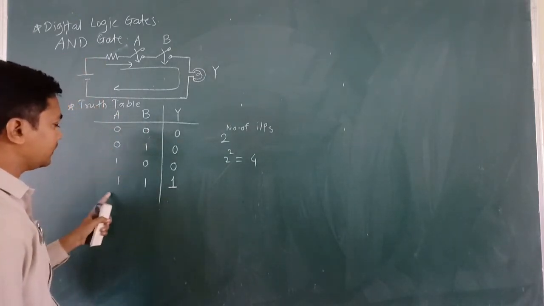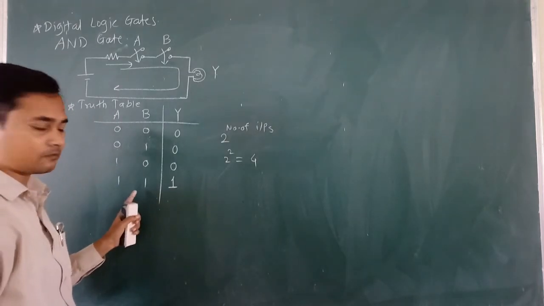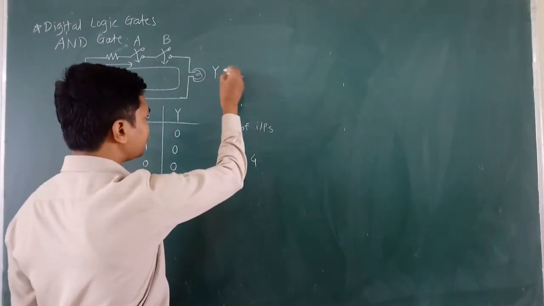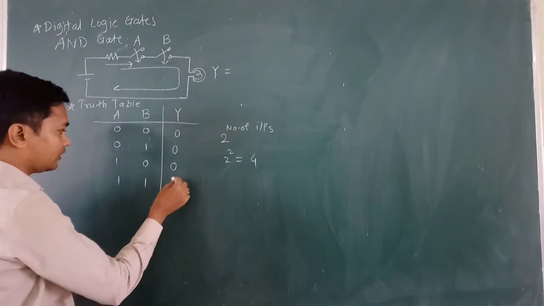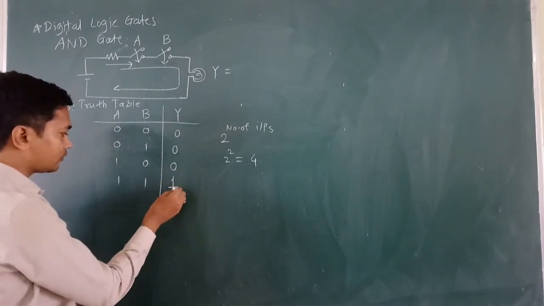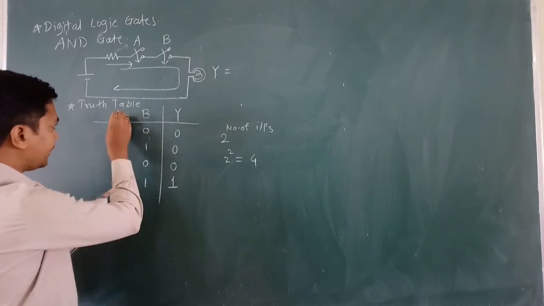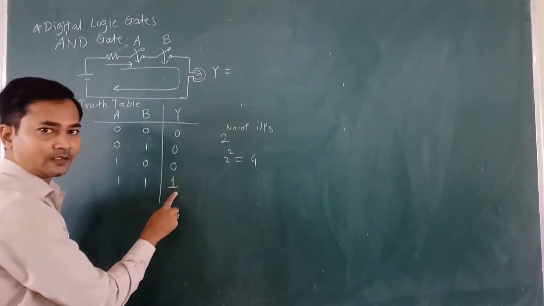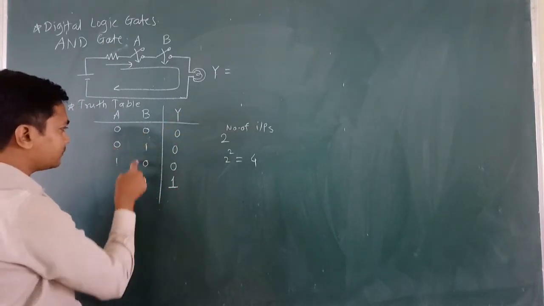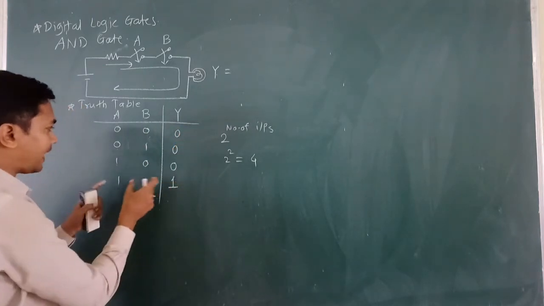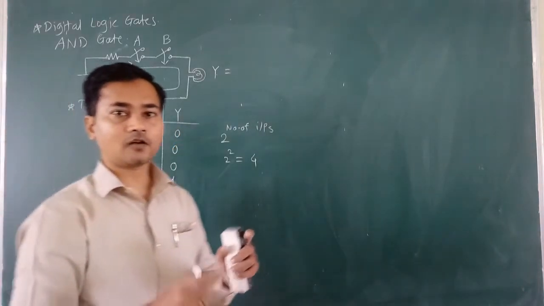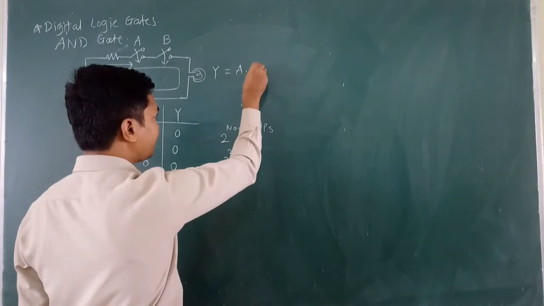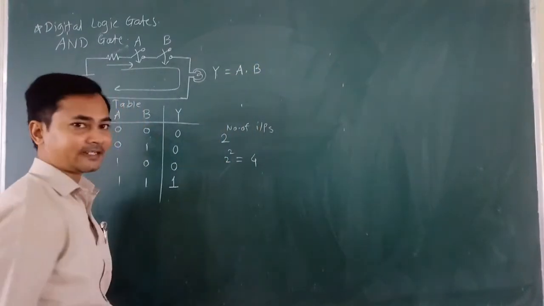Now from this truth table we can form an equation. So here I can write Y is equal to A and B multiplied with each other, because when the output is 1, both inputs are 1. Then and only then the output Y will become 1. If any input is 0, the output remains 0. That means the AND gate gives you the product of all the inputs. So here A dot B is the equation of the AND gate.